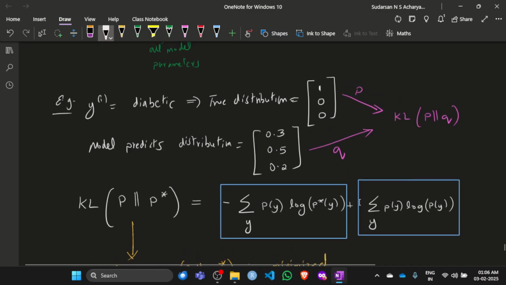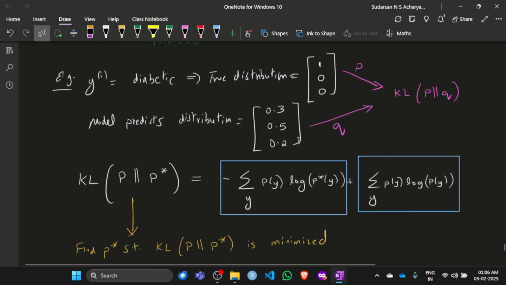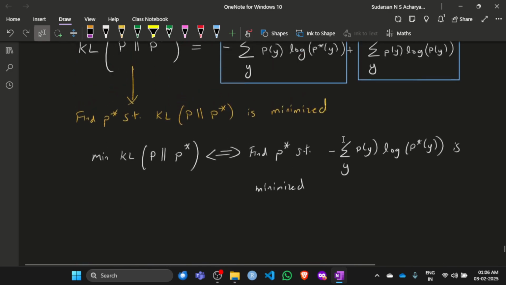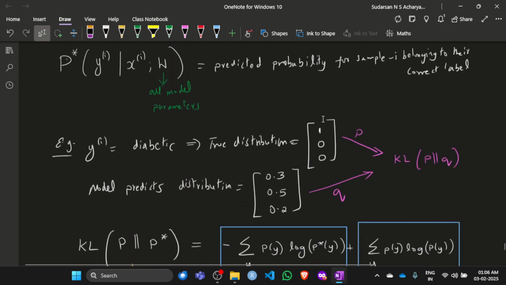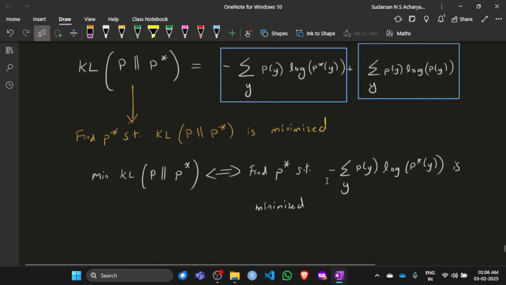So what will be the cross entropy loss for this example? Well, what are the possible values of Y? Diabetic, pre-diabetic, and non-diabetic.